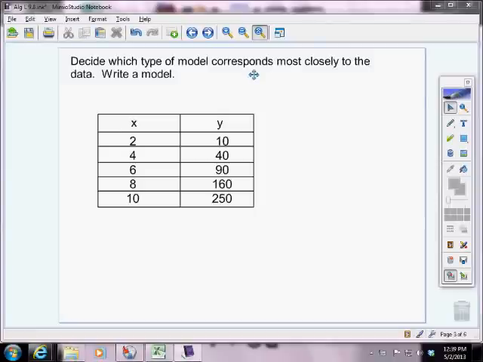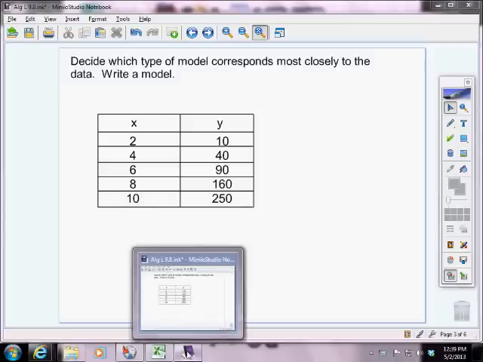Again, we are working with three different models: linear, exponential, and quadratic. And now let's practice how we can write those models based on data. The directions here say describe or decide which type of model corresponds most closely to the data and write a model. So notice we have a relation here, x and y values. So my advice to you is to plot the points.